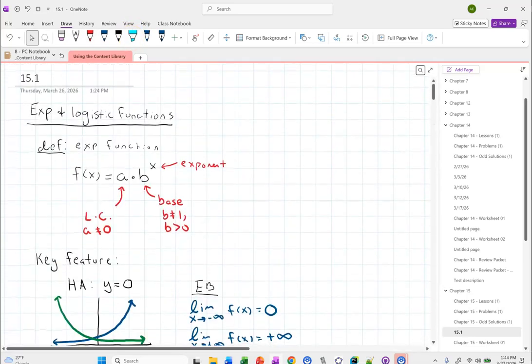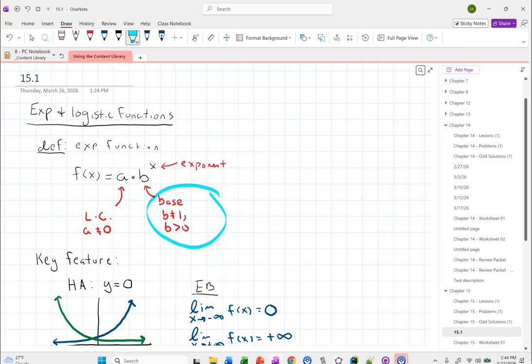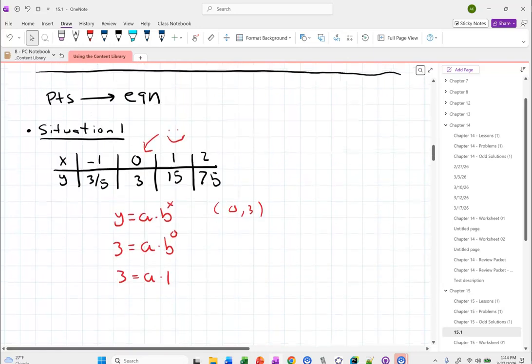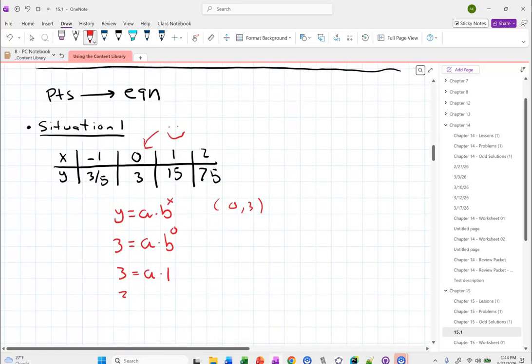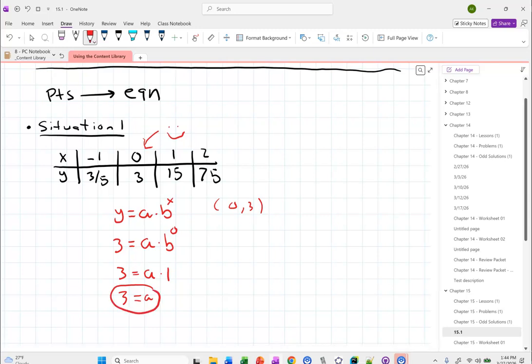Well, let's go back. We're writing an exponential function, right? What are the rules for b? Can it be 0? No. So we are in the clear, folks. What great news, right? So that just tells me that a is 3. So I have then y equals 3 times b to the x. To find b, I'm just going to pick one other point, say this one. Does it matter which one I pick? As long as it's not the same one I just used, it doesn't.